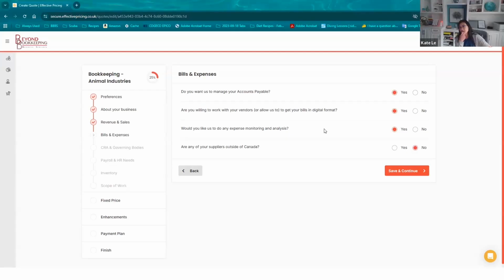Would that include the cost of the supplies, the inventory? We're good. So just like how I have a bills and expenses section here, we're going to come to an inventory section in just a moment.